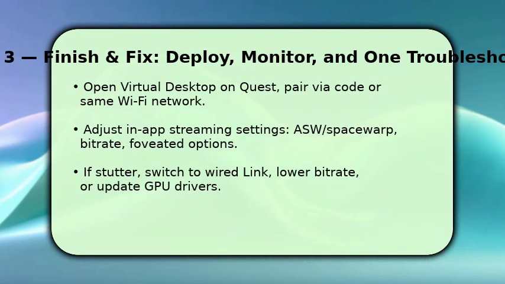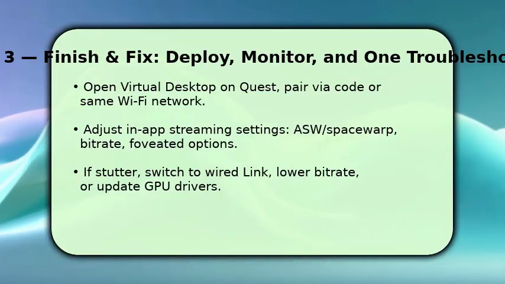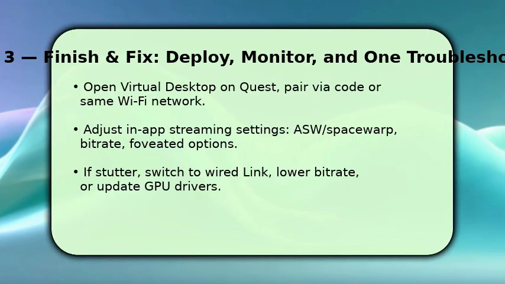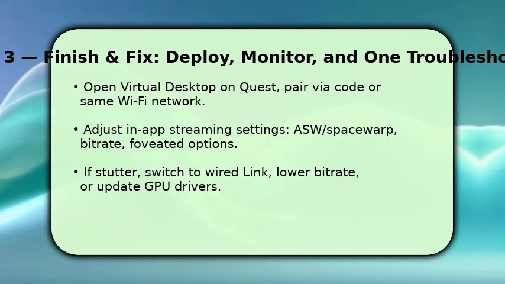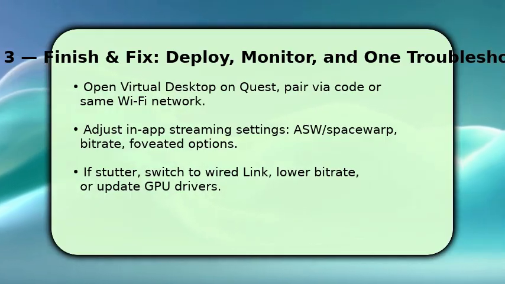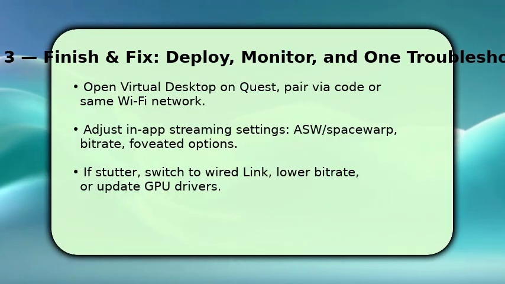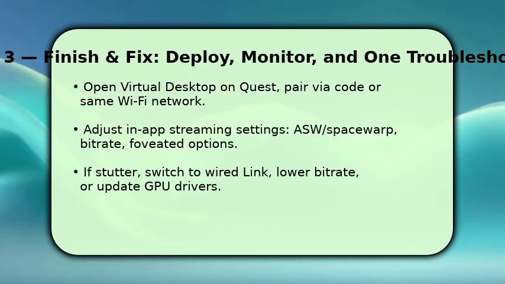You now open Virtual Desktop on the Quest, pair to your PC, either by entering the streamer code or confirming same Wi-Fi. Once connected, start a test app to verify latency. Then optimize in app settings. Enable asynchronous reprojection or Space Warp if available, tweak bitrate and foveated rendering to balance clarity versus performance.